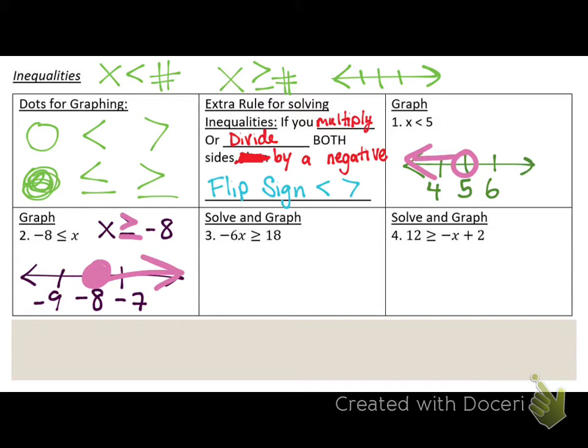Number 3, we're going to practice solving. We have to solve and then graph. What do I do to solve? Divide by -6. But because I'm dividing by a negative, what am I going to do? Flip the sign. I usually circle it or highlight it so that I can check to make sure that I did actually flip it. So you should have x is less than or equal to -3. So I'll have -4, -3, -2. Open or closed circle? Closed, and shade to the left.